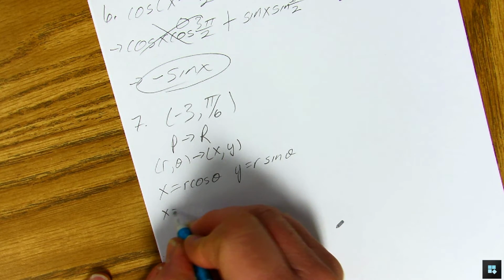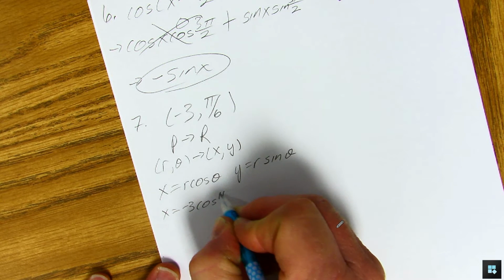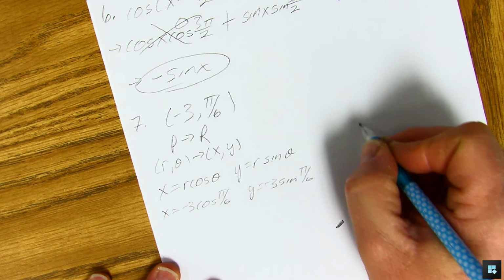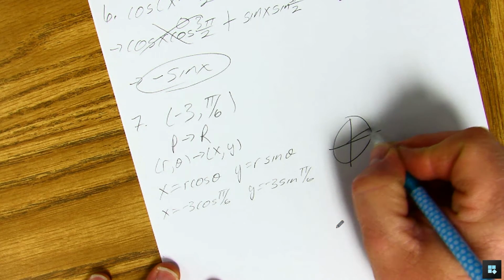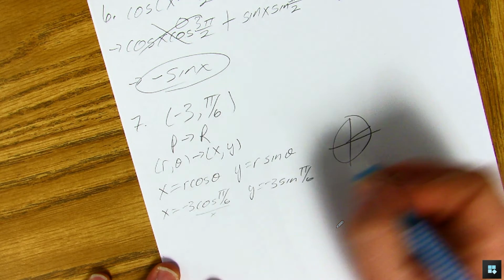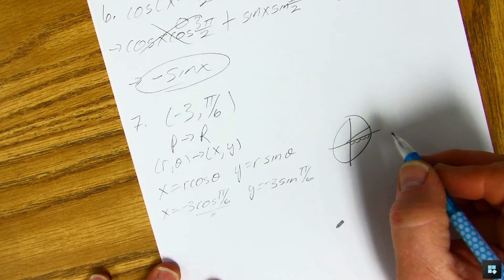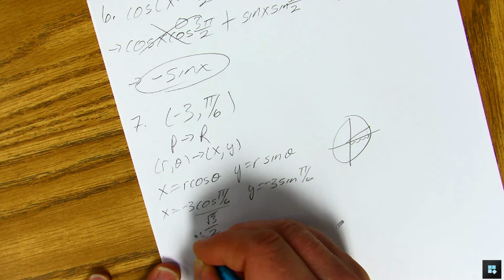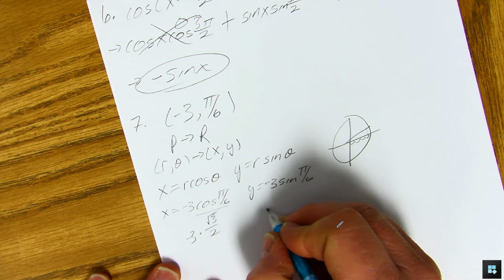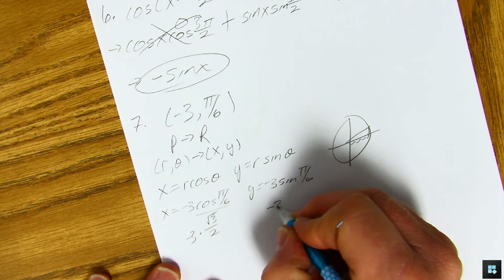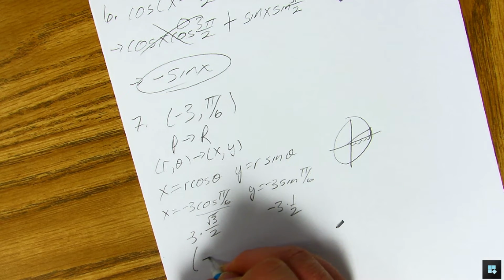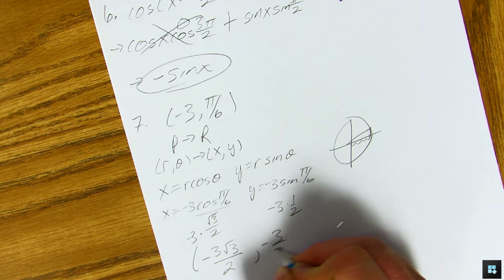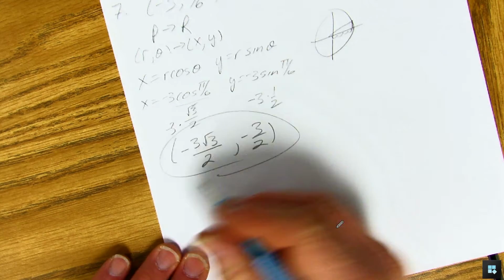So if we look at that, x is going to equal negative 3 times the cosine of pi over 6. Y is going to equal negative 3 times the sine of pi over 6. Unit circle, pi over 6. Cosine is the x value, so is this the long x value, short, or middle? It's the long. So this has got to be square root of 3 over 2 times negative 3. The y value is the short y value, so negative 3 times 1/2. So my point is negative 3 times square root of 3 all over 2, and negative 3 over 2. Done. Number 8.